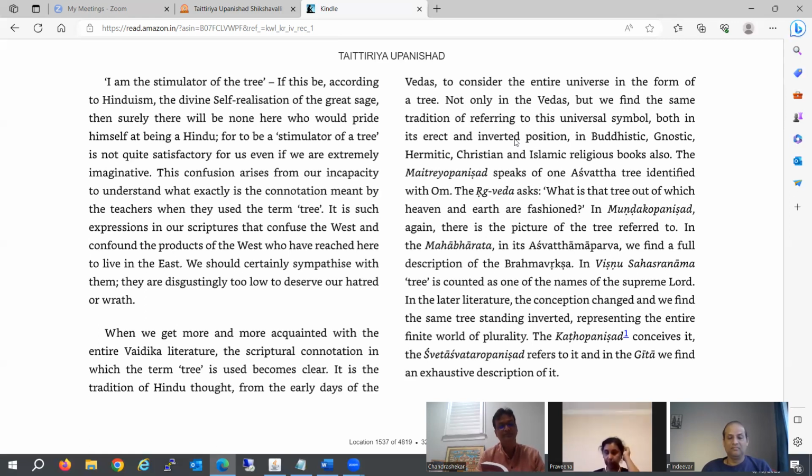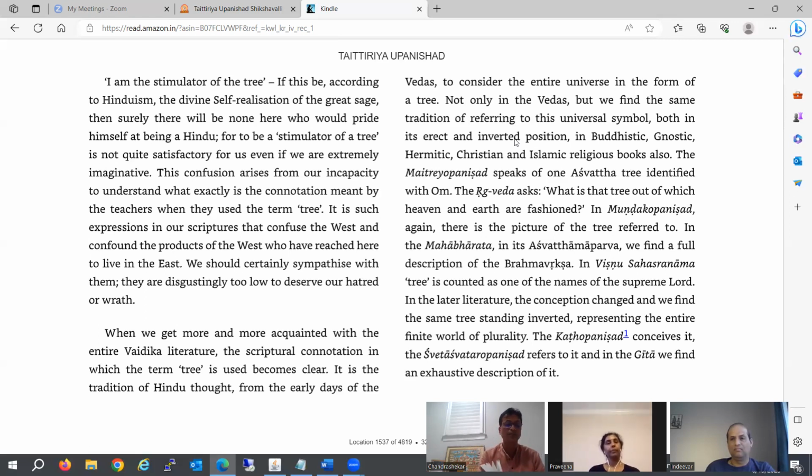In the later literature, the conception changed, and we find the same tree standing inverted, representing the entire finite world of plurality. The Kathopanishad conceives it, Shvetashvataropanishad refers to it. And in the Gita, we find an exhaustive description of it. Which chapter? Purushottama Yoga, chapter 15. "Urdhvamulo avakshakhah" is in Katha Upanishad, "Ashvatthah sanatanah," same thing for the Gita. So that is the tree we are referring to.